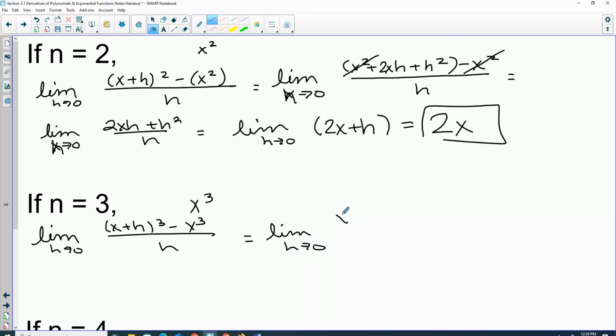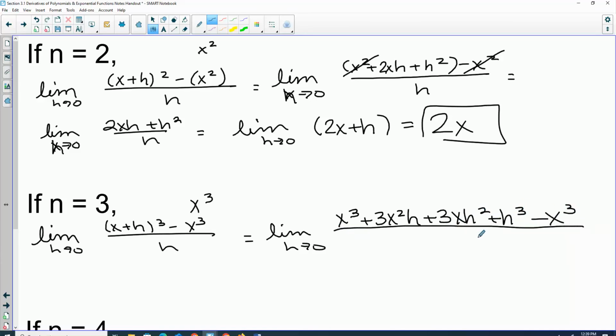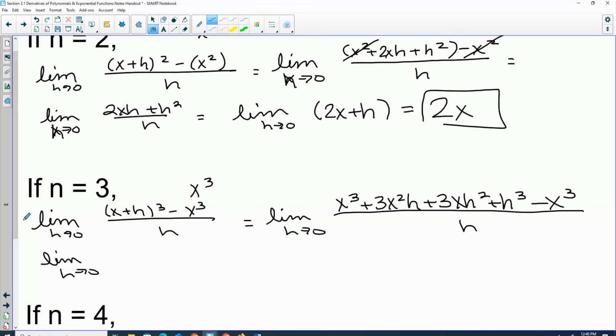So we would get x cubed plus 3x squared h plus 3xh squared plus h cubed minus x cubed, over h. What happens? You have to think about it as a negative h, and so when your h's are an odd power, the term would be negative. When it's an even power, the term would be positive. All right, so the x cubes drop.